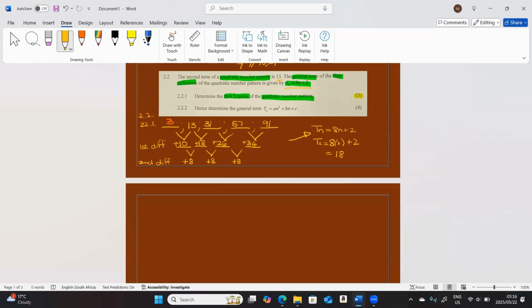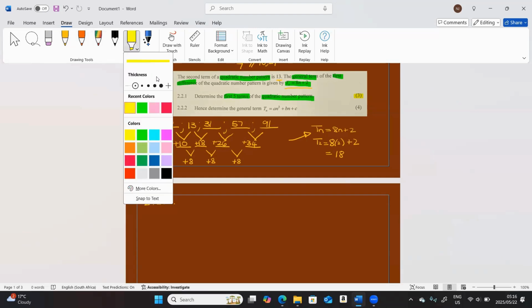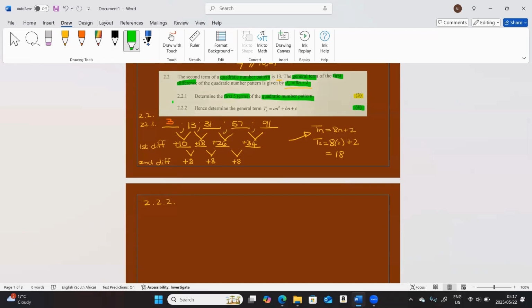So can you guys see that you just always start doing what you know about this pattern and then fill in all of the blanks, and then you would get to your answer. Okay, so let's then quickly do 2.2.2. So they say, hence, determine the general term of your quadratic number pattern.